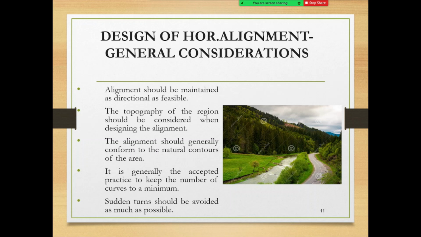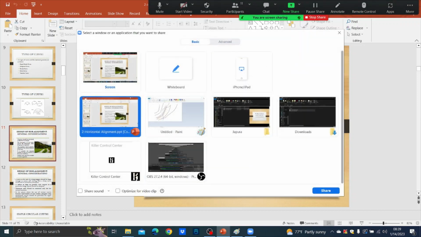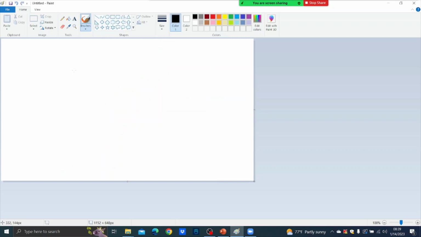Sudden turns should be avoided as much as possible. So what are these sudden turns? A sudden turn is just think that you are going this way and you go this way. This is a sudden turn. Sometimes we call it a hairpin bend. These turns should be avoided as much as possible.